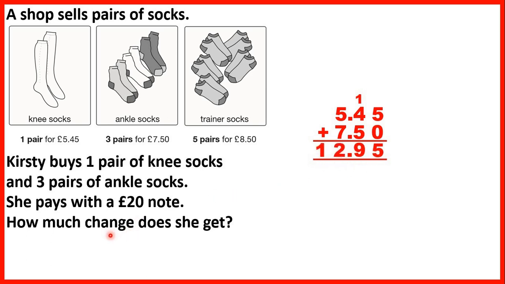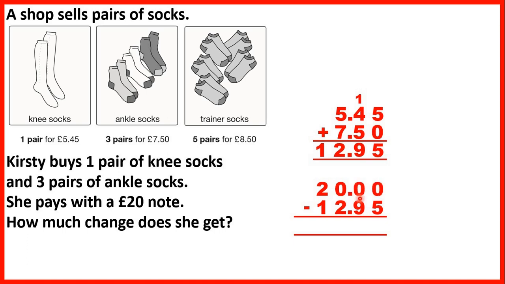To find how much change she gets, we can take what she pays with and subtract the value of what she's bought. And when we do that, remember, £20, we can put 0.00 on the end, and then we can use column subtraction, and that gives us £7.05. So that's how much change she gets.